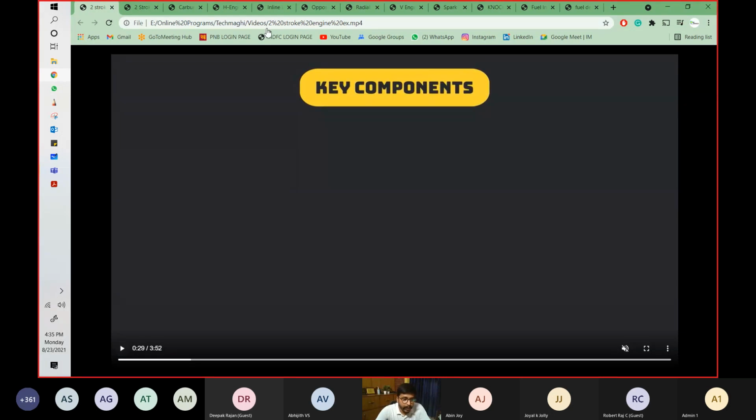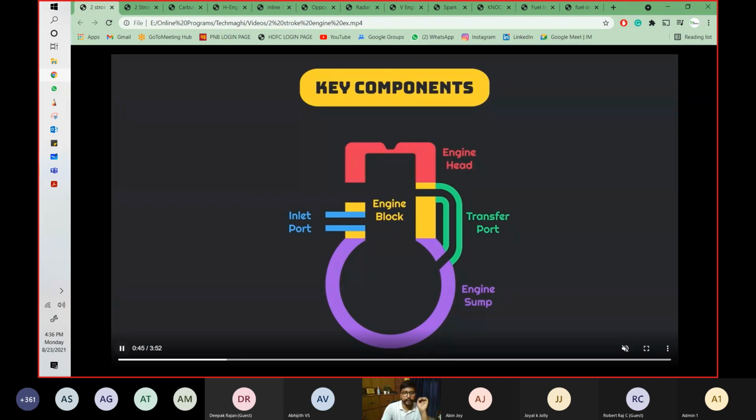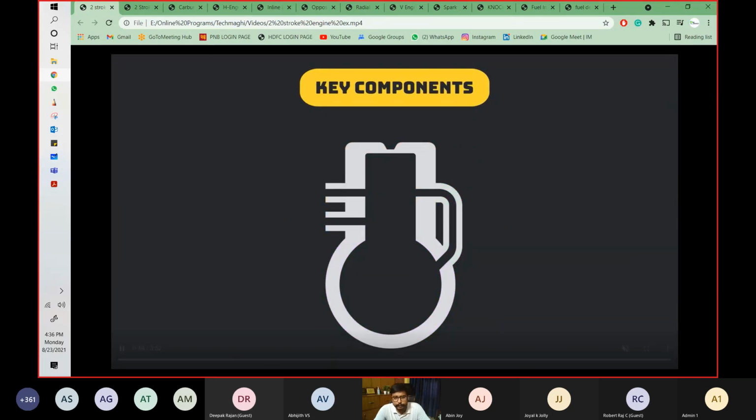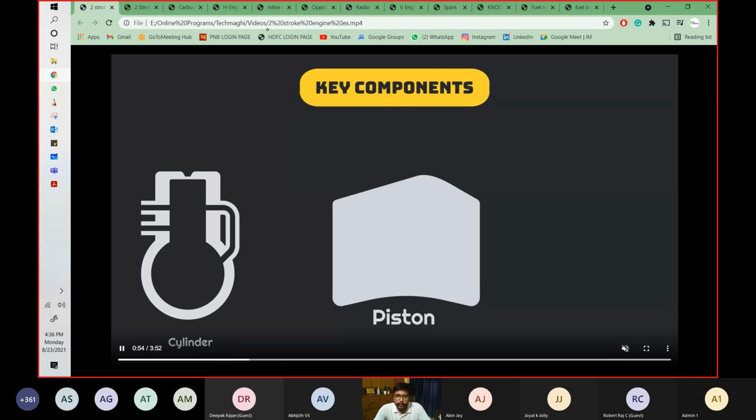First of all, again, we are going to understand the key components of this two-stroke engine. First of all, the engine head, then the engine block, then the oil sump or crankcase, you can say, then a transfer port. And what is a transfer port? I'll explain it on the way when the time comes. There is an inlet or intake port and there is an exhaust port. Then after that, we will see what components there are and how they are arranged.